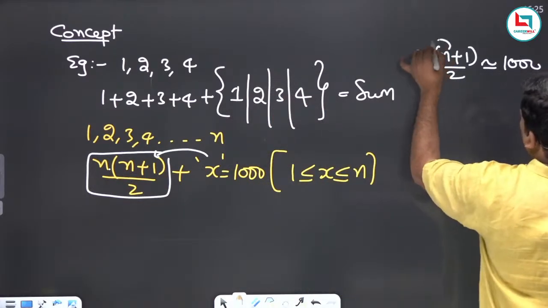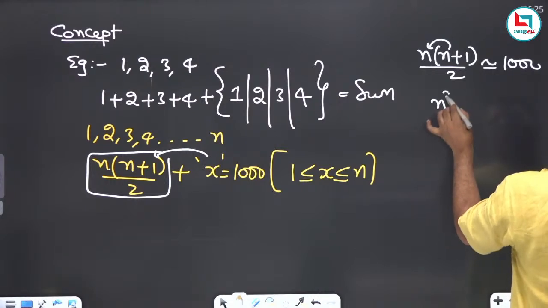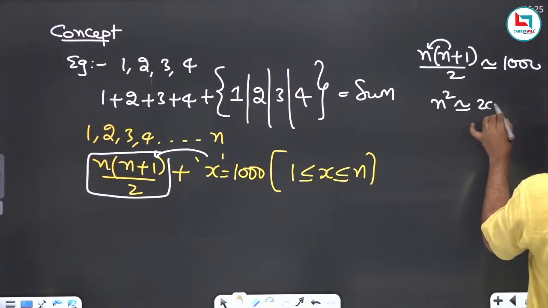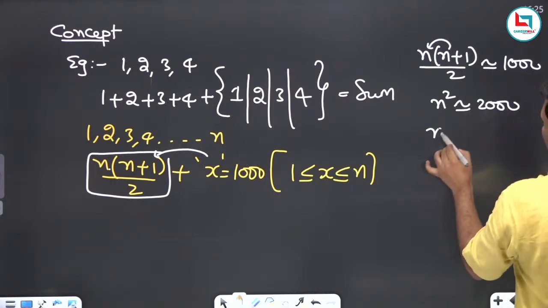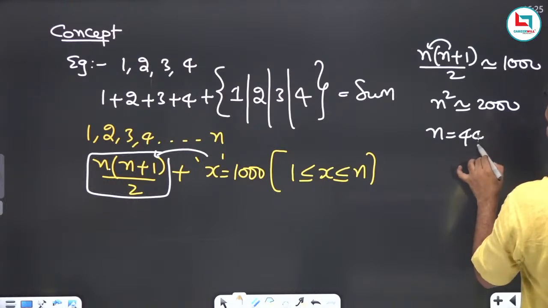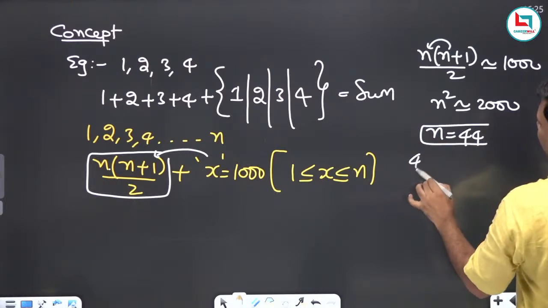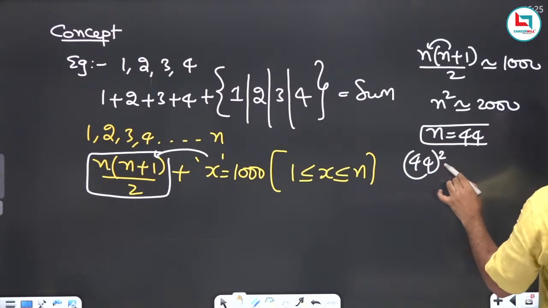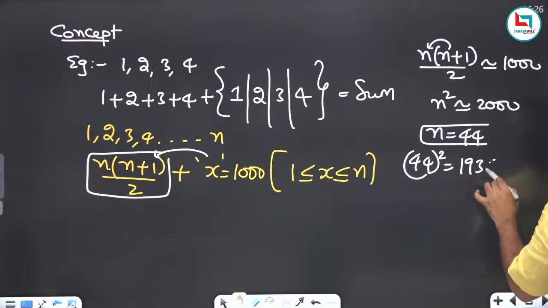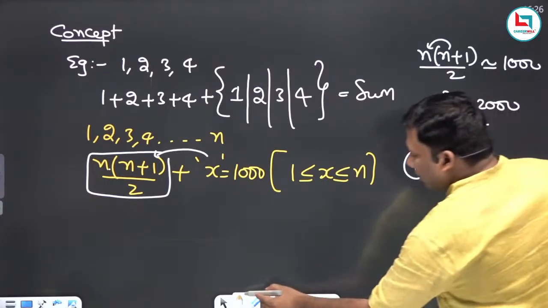n plus 1 is very close to n. n square is nearer to 2000. So n is approximately 44. 44 square is 1936.